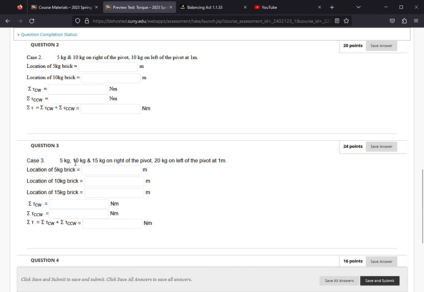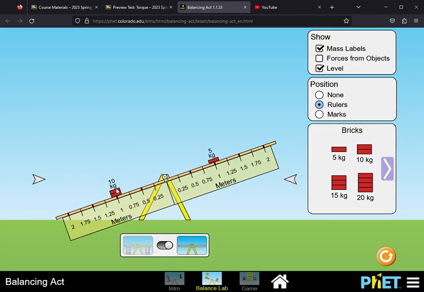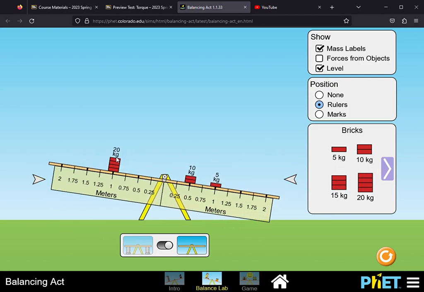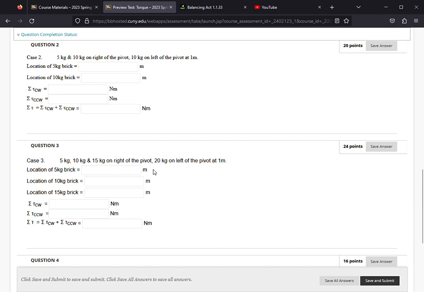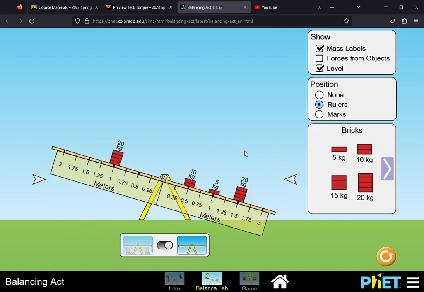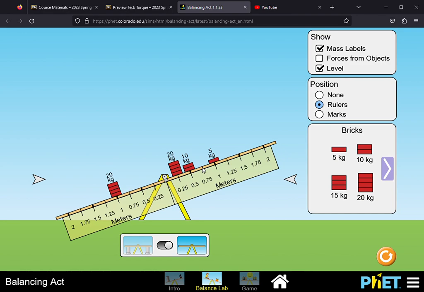In the third one, it's 5, 10, 15 on the right of the pivot, 20 on the left of the pivot at 1. Wait, let me put this in here: 20 on 1 mark on the left, 5, 10, 15 on the right. Let me put 20 instead, I don't want to do the lab for you. So, of course, this is going to happen. Let me put it here.